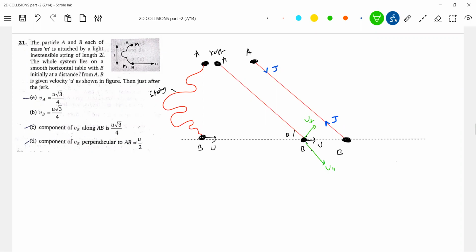Now the impulse J will act along the string. So the u perpendicular should remain as it is. I'll call that V_B perpendicular. This will be V_B parallel. Because the impulse will act in this direction, this will move along the string, so this will have velocity V parallel. This is the sequence that happens. The component of velocity perpendicular to the string will not be disturbed. Only the component of velocity along the string will change.